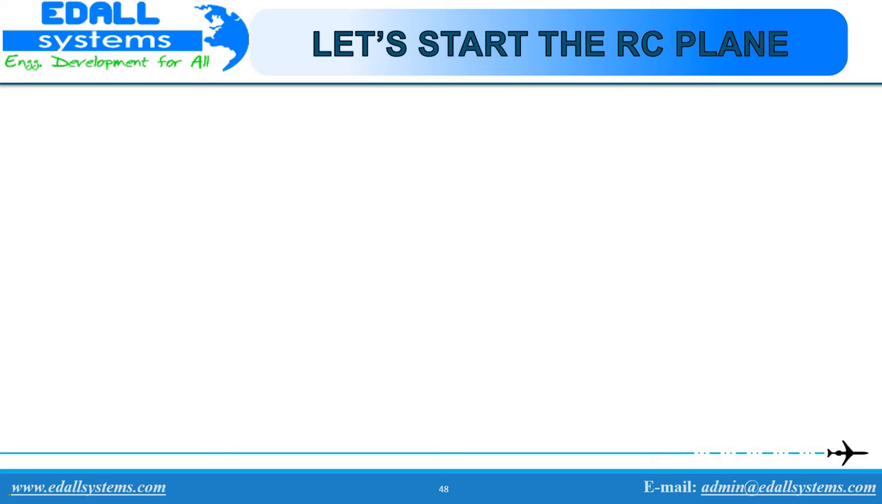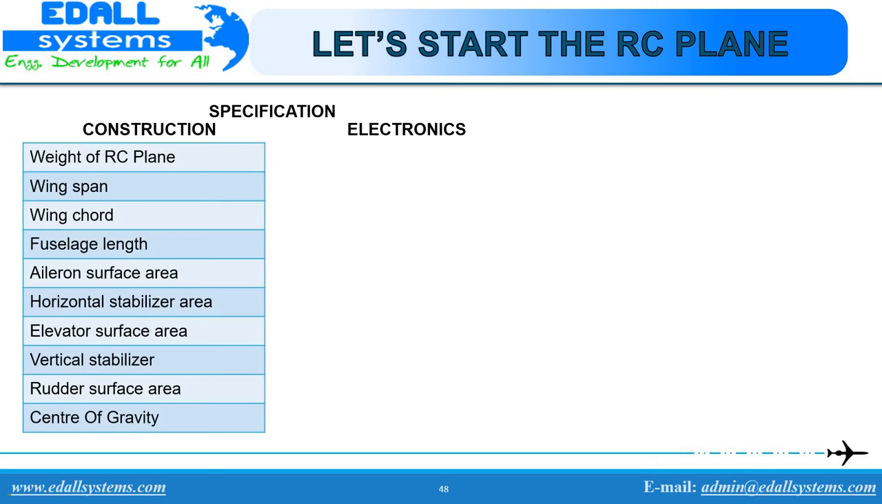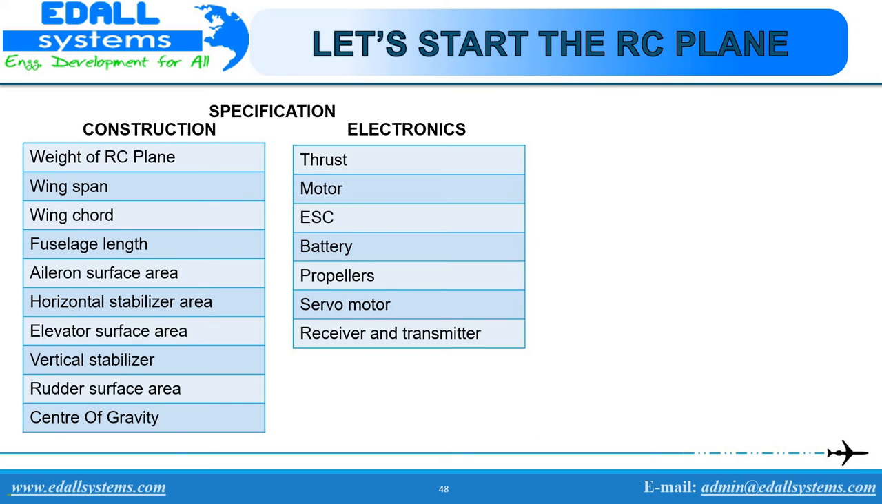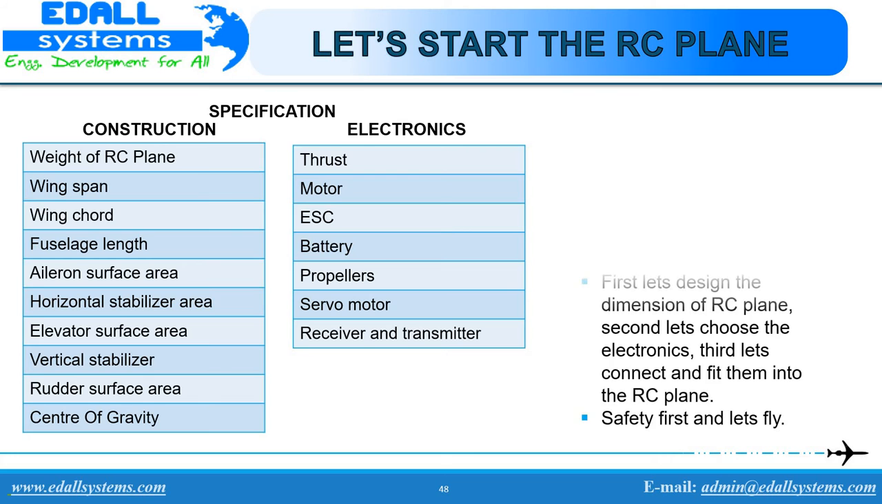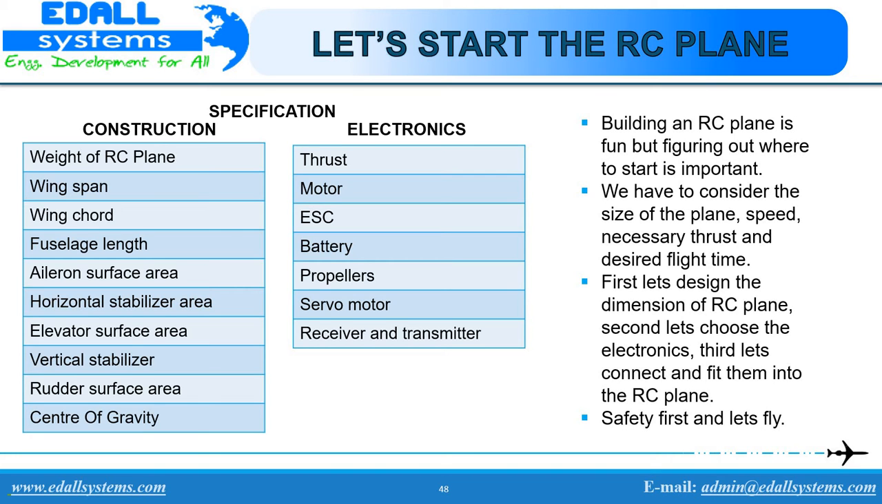As we all know, building an RC plane is really fun. Figuring out where to start is important. First, we start off with considering the construction of the aircraft and then moving on to the electronics. We start off with considering the aircraft weight and flight time needed. Then we move on to the dimensions of the main wing, then the fuselage length, and then the horizontal and vertical stabilizer. At last, figuring out the center of gravity to balance our overall dimensions is necessary.